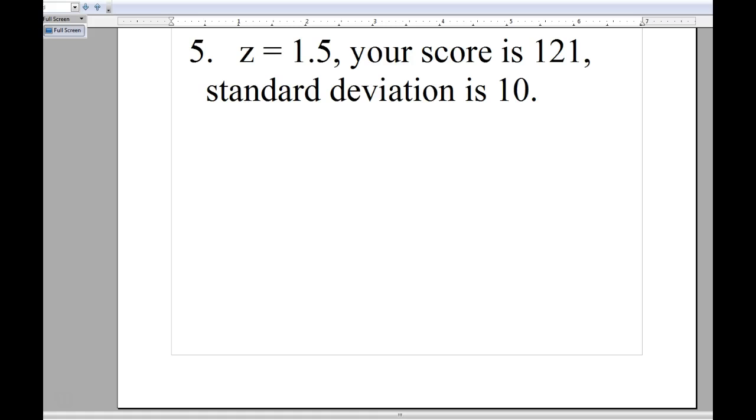So first of all, what's missing? Mean, right? You have the sample. Your score is the sample. It's a sample of 1, but it's still considered a sample. So you have x bar. We're lacking mu.